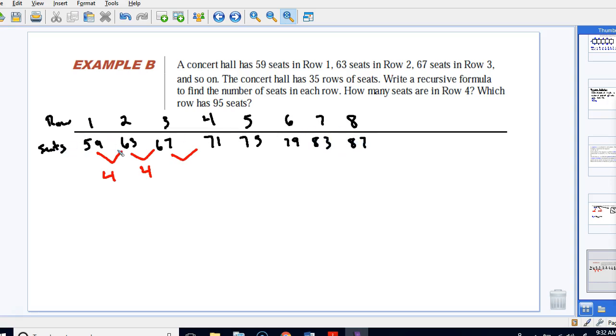Alright, so we're adding 4 every time. That makes sense. Since we're adding 4 every single time, that makes it a little bit easier to figure out this recursive sequence. So where do we start when we're writing a recursive sequence? U sub 1, in this case, because we're starting with row 1, so u sub 1 equals 59. We need to know where to start.